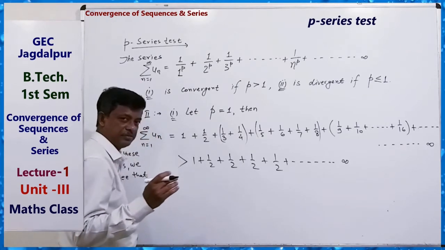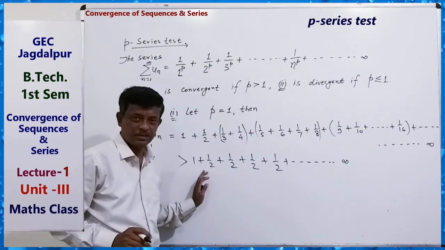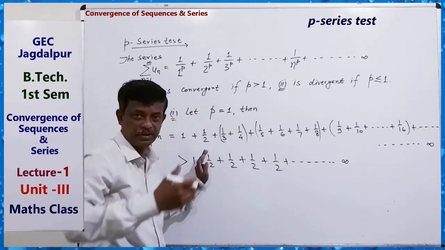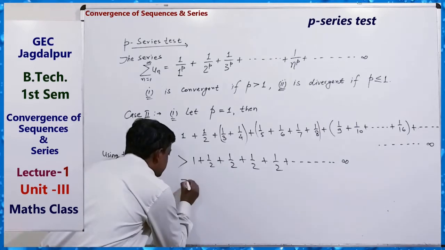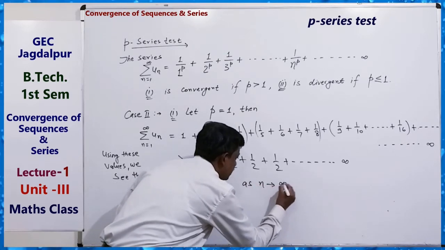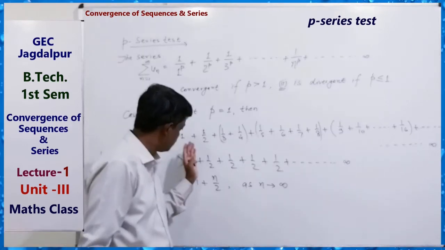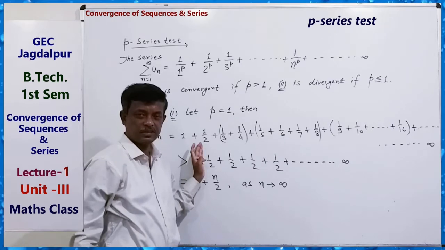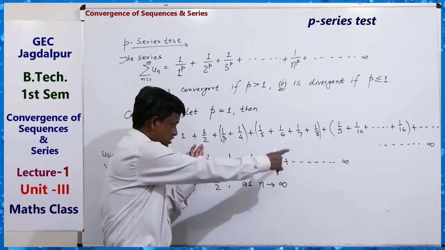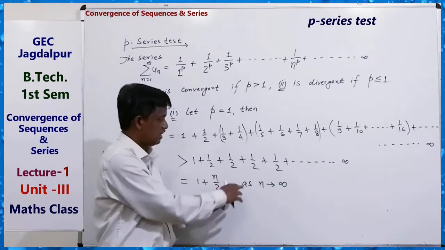Now from here we can see, as n tends to infinity, because this series is 1 by 2, 1 by 2, 1 by 2, 1 by 2 and so on, we can write the sum of n terms as n by 2 as n tends to infinity. So what can be written is 1 plus n by 2 as n tends to infinity. This is an infinite series, so we can make a partial sum of n terms: 1 plus n times 1 by 2, that is n by 2, where n tends to infinity.